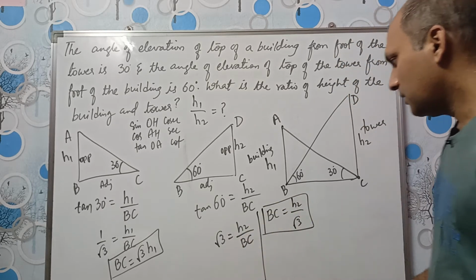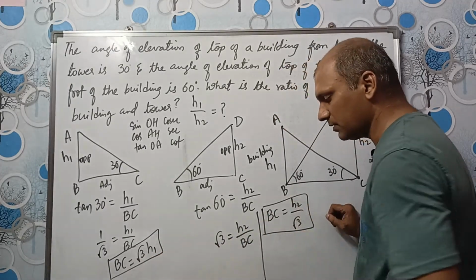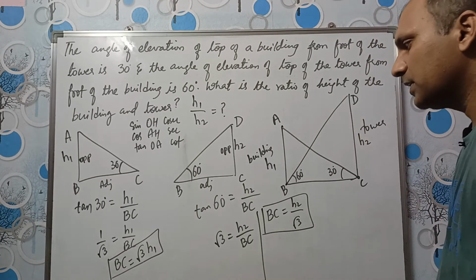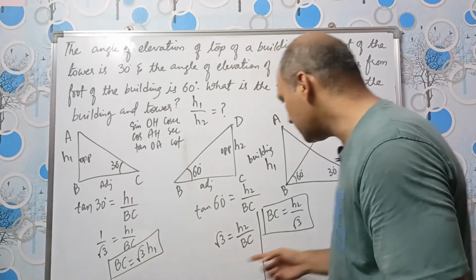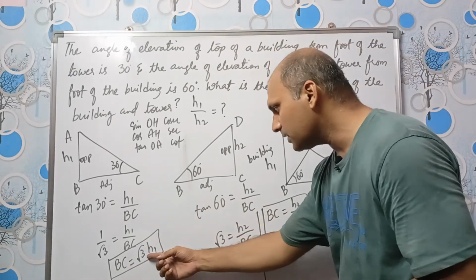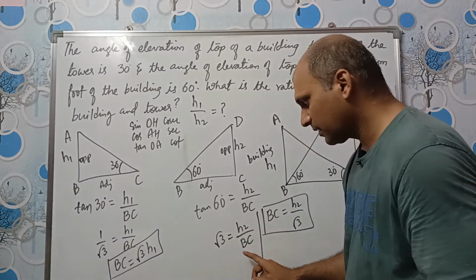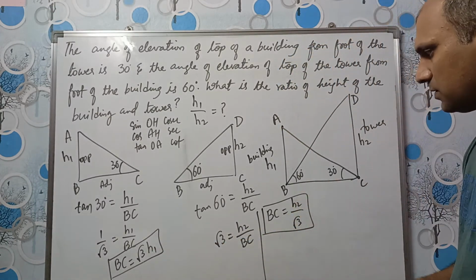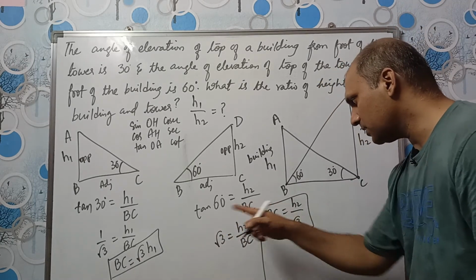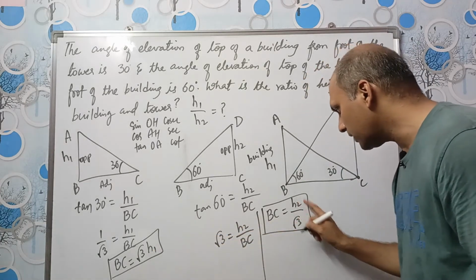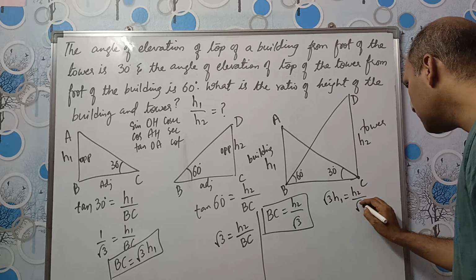Okay. We have this. BC is root 3 h1. BC here is h2 by root 3. Okay. So what can we do? We can equate these two. Because this is also BC, this is also BC. Or we could have substituted this BC value here, root 3 h1. Okay. Even this is also correct. Let us equate these two. So this and this are equal, right? BC and BC are equal, which means root 3 h1 should be equal to h2 by root 3.